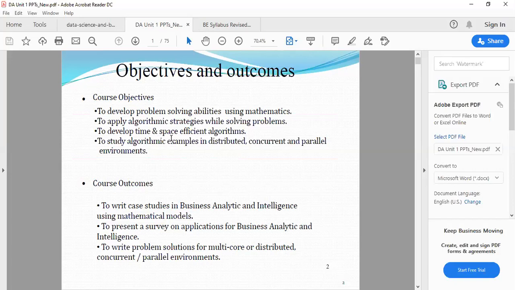Next one, course outcomes. There are a total of 3 course outcomes of this subject. First one is to write case studies in business analytics and intelligence using mathematical models. Second one, to present a survey on applications for business analytics and intelligence. Third one is to write problem solutions for multi-core or distributed, concurrent or parallel environments. These are the total 3 course outcomes of data analytics.